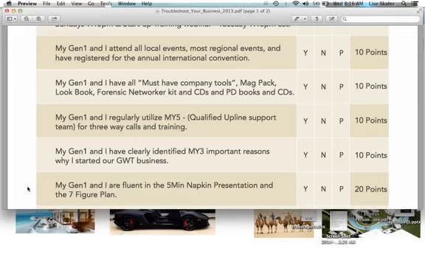My Gen 1 and I are fluent in the 5-minute napkin presentation and the 7-figure plan. So do you understand the 5-minute napkin presentation, and do you understand how to deliver it? And the 7-figure plan. Do you understand it, and do you know how to deliver it? Not only for you, but for your first generation. If the answer is yes, give yourself 20 points. If the answer is no, give yourself 0. And if it's partial, give yourself 10 points. All right? Yes is 20, no is 0, partial, 10 points.